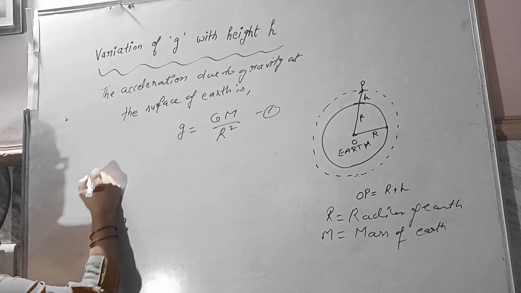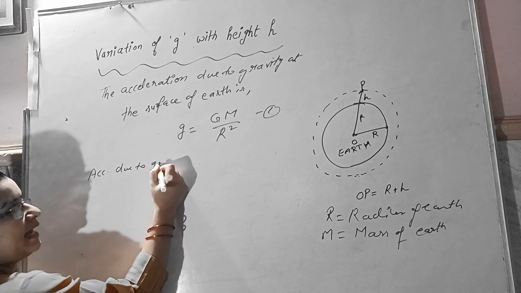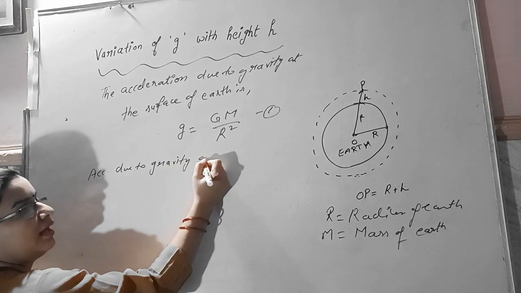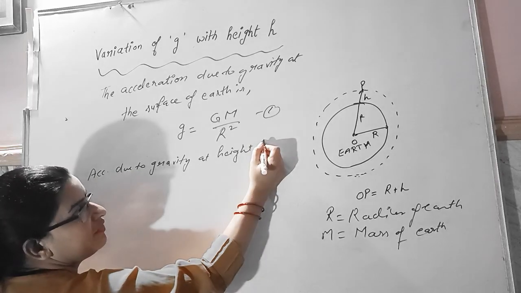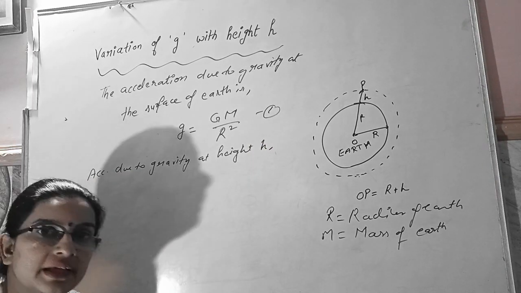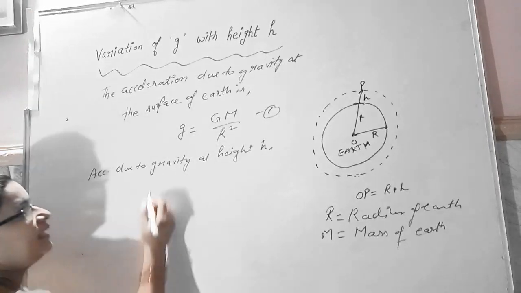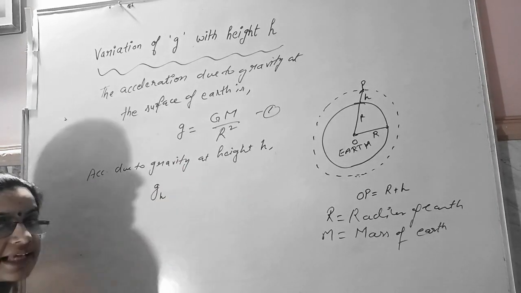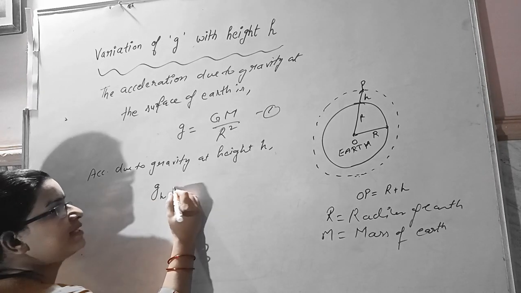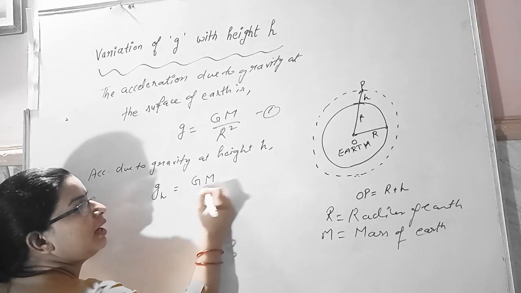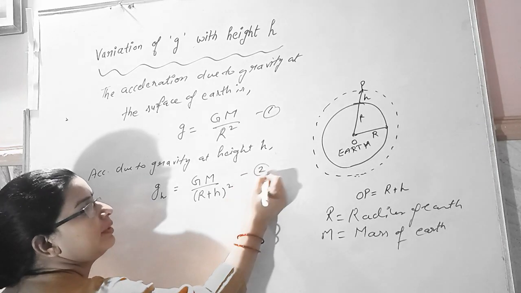Now, acceleration due to gravity at height h, that means at point P. So what is its value? For this purpose, simply we will say that it will be g_h, because it's the acceleration due to gravity at height h. So I have just used the symbol g_h is equal to G M upon (R plus h) whole square. This is equation number 2.